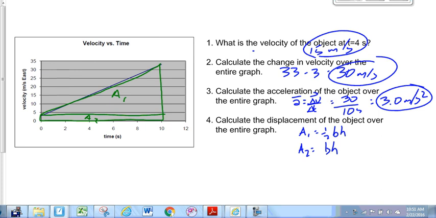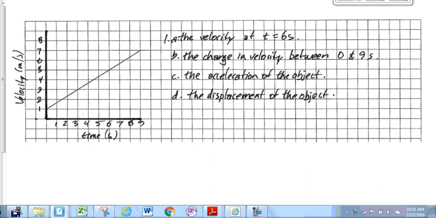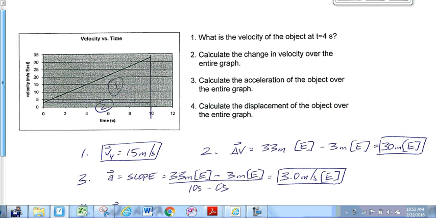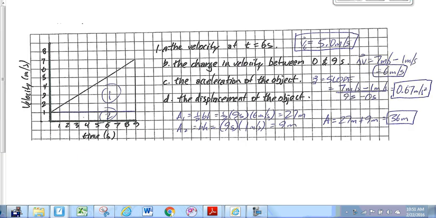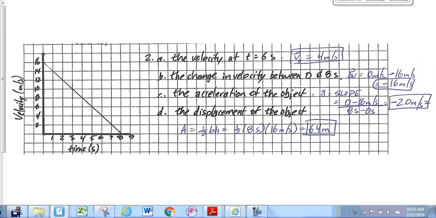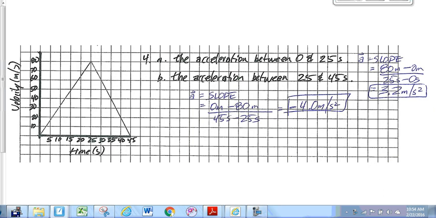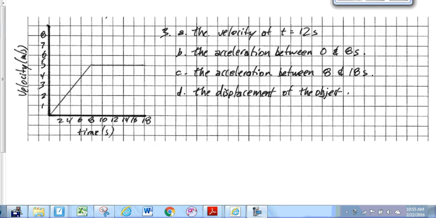All right, we had 4 questions. I'm going to put up the answers to those 4 questions, and then we can go over one or more of those questions if we need to. From your worksheet, question 2, question 3, and question 4. Let's take a look at question number 3 then.